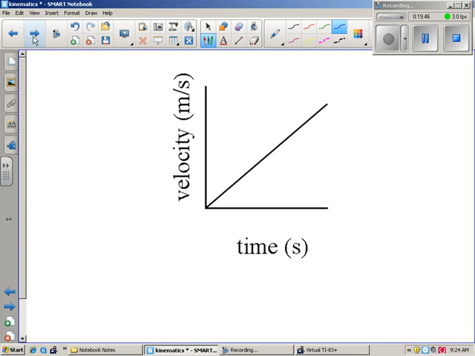Velocity time graph. What does this one represent? Yeah, acceleration, increasing velocity. If I was to plot a position time graph that represented the same thing, what would it look like? Caden? Okay. Curved upwards, good.